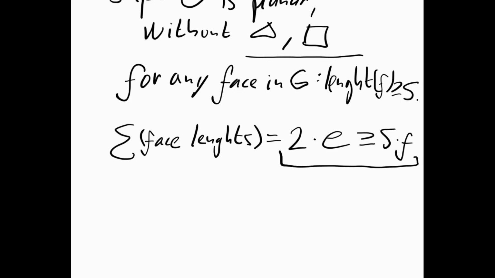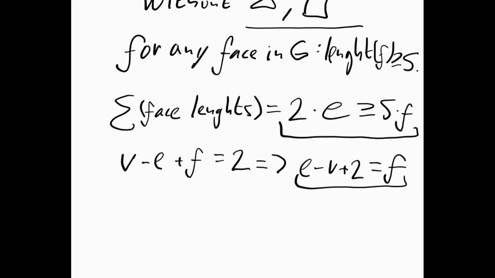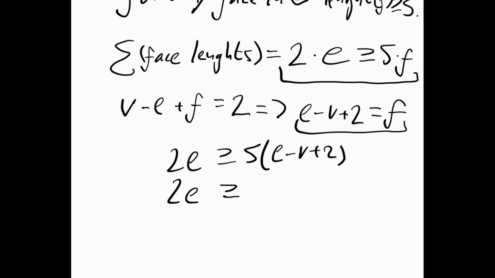And all we can now do is use the Euler formula. Namely, we can say that because V minus E plus F equals 2, it implies that E minus V plus 2 equals F. And this is very useful because we can now directly plug it into the previous line's equation, which says that 2E is bigger or equal to 5 times (E minus V plus 2), which gives the following.